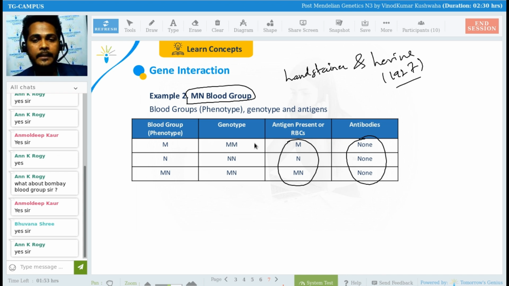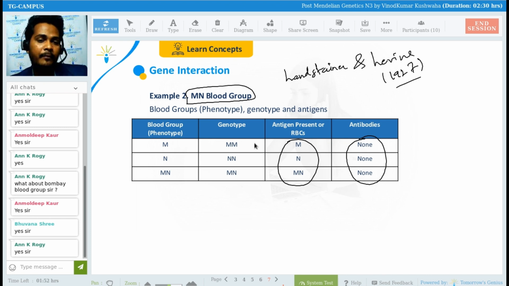Now come to our topic. As I told you, in the MN blood group system, antigens M and N are present on the surface of RBCs, but no antibodies are present. So antibodies are absent. Now three types of MN blood groups are found: M, N, and MN. Antigen M is present in the M group, N in the N group, and both M and N in the MN blood group.